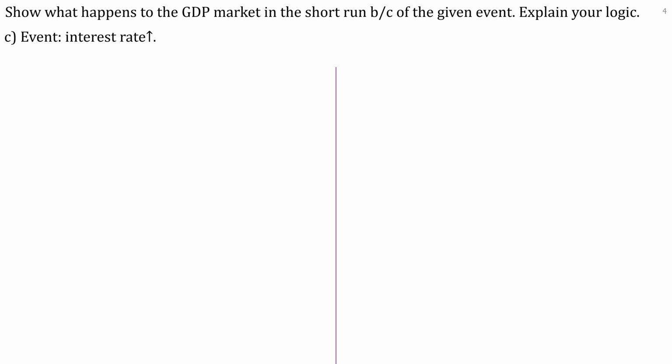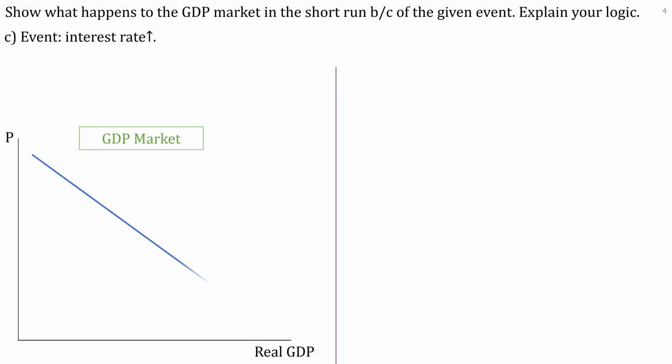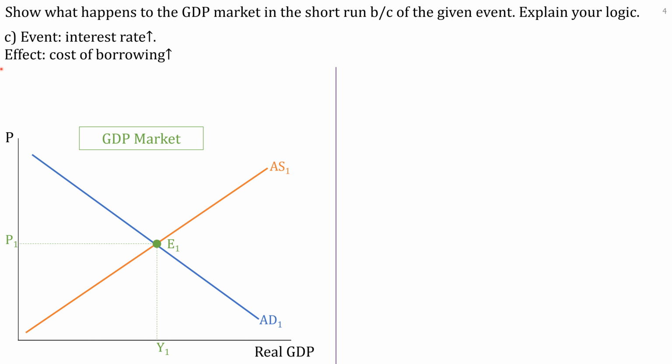Another event is if the interest rate goes up. So again, you draw your GDP market with your AD and AS. Notice that in some books or some teachers use SRAS instead of AS. It's the same thing. And you have to understand what the interest rate does to the economy, right? So you need to know what is the interest rate, okay? So interest rate is what people have to pay on their loans, right? So it is the cost of borrowing. If borrowing is more expensive, people are gonna borrow less than before. And if they borrow less, they're gonna spend less. So the household consumption and the firm's investment go down.